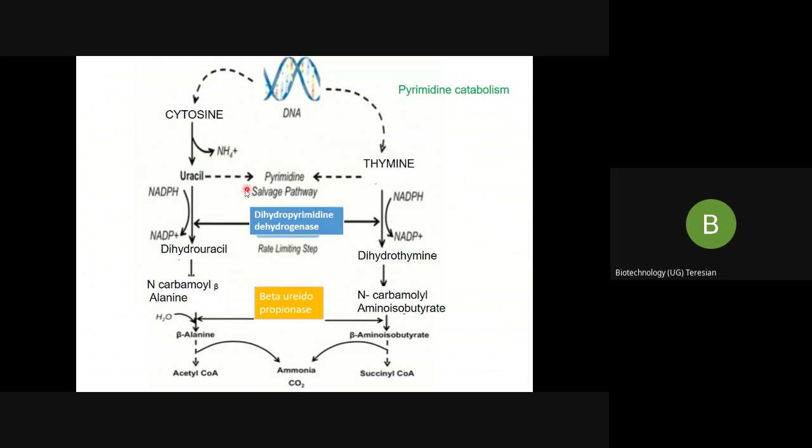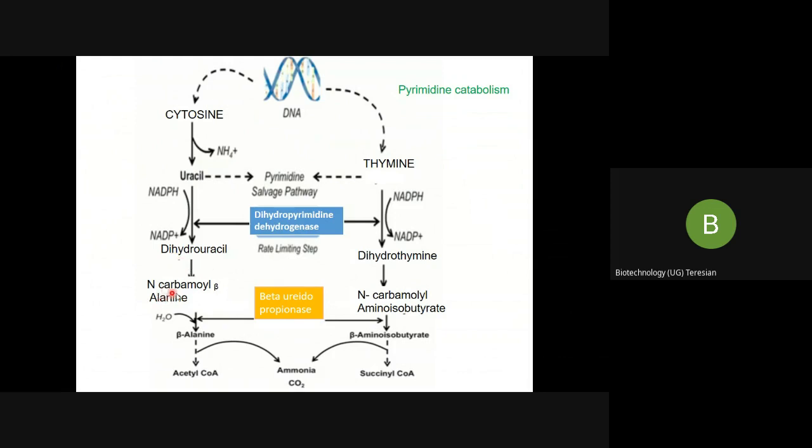Both the thymine and uracil can enter into the pyrimidine salvage pathway. The salvage pathway is one in which the biological product is produced from the intermediates in the degradative pathway of its own substances. So the uracil is converted to dihydrouracil and thymine to dihydrothymine by the rate limiting step, that is the enzyme dihydropyrimidine dehydrogenase, which actually controls the entire pyrimidine catabolism. The dihydrouracil or dihydrothymine is produced by the removal of hydrogen from NADPH.